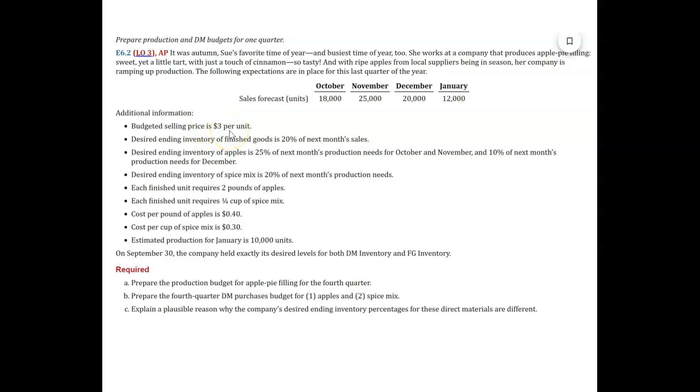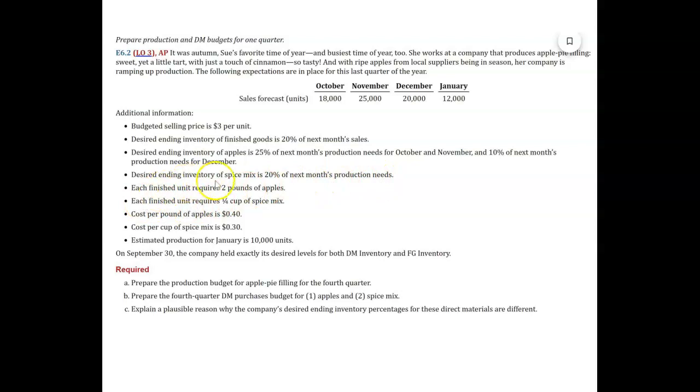Okay, for apple pie filling. Desired ending inventory of finished goods is 20% of the next month's sales. Desired ending inventory of apples is 25% of the next month's production needs for October and November, and then it switches to 10% for December, because sales will be falling off. It's cyclical. Desired ending inventory of spice mix is 20% of the next month's production needs.